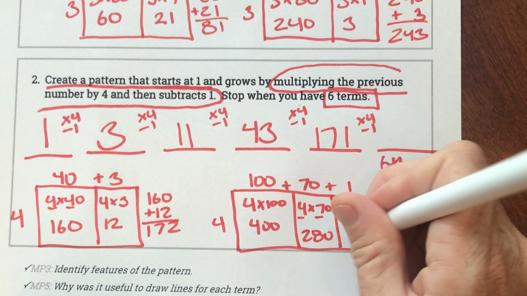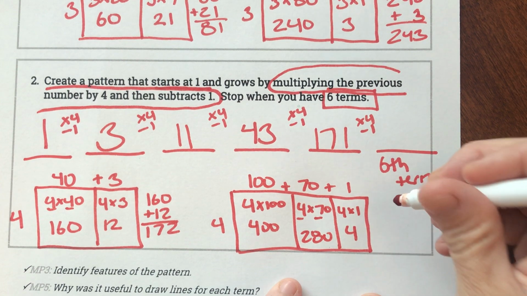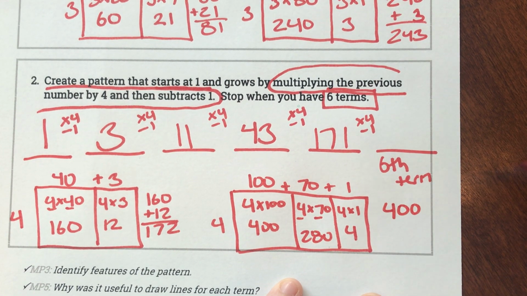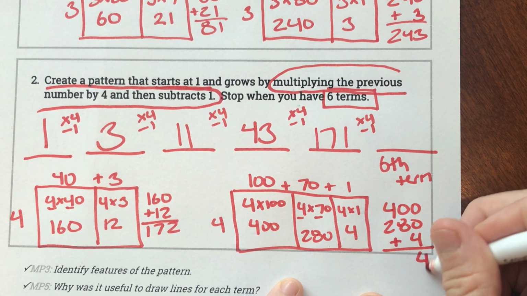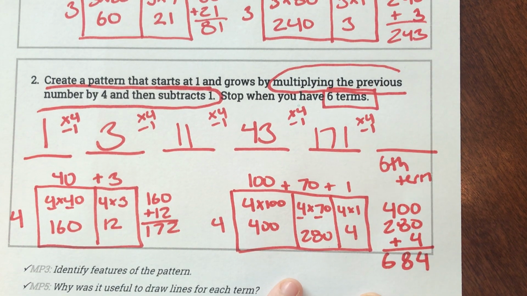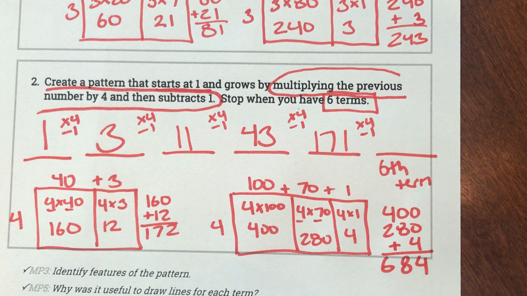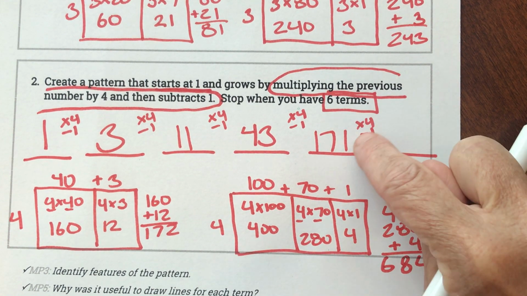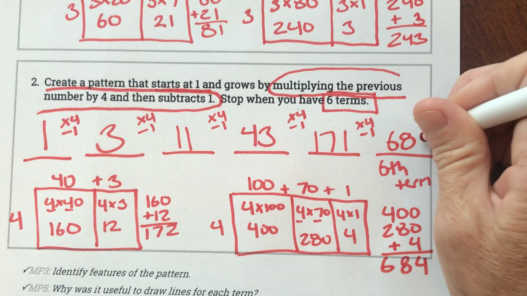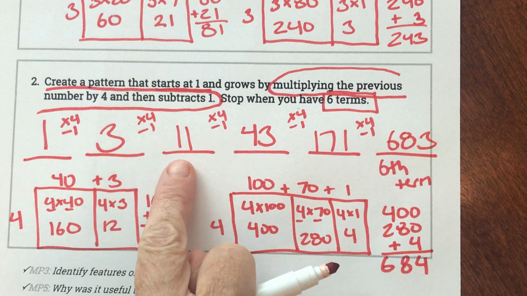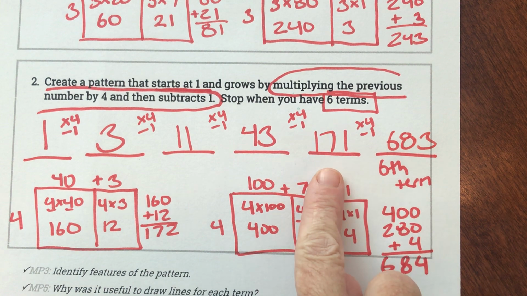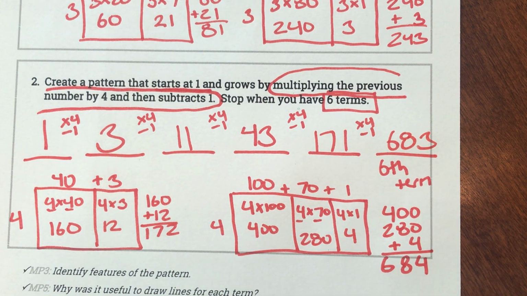And 4 times 1 is 4. Okay, so let's add up our partial products. 400, 280, 4. And I am getting 684, but I have to also subtract 1. So it would be 683. So our terms are 1, 3, 11, 43, 171, and 683.